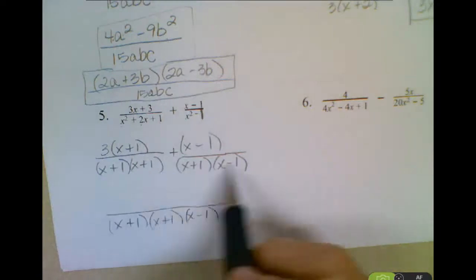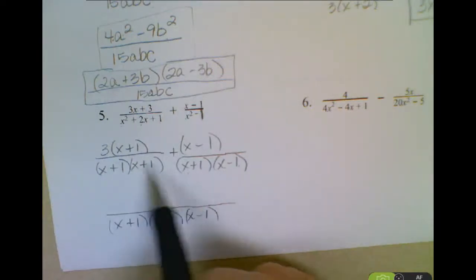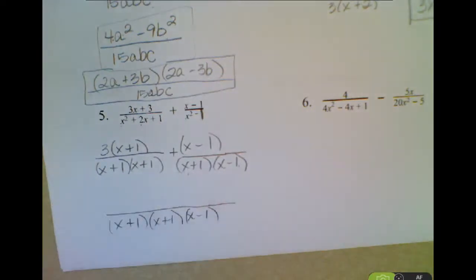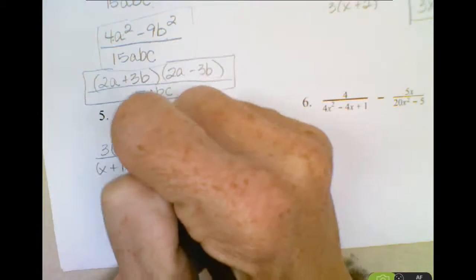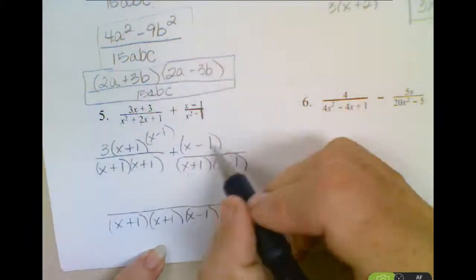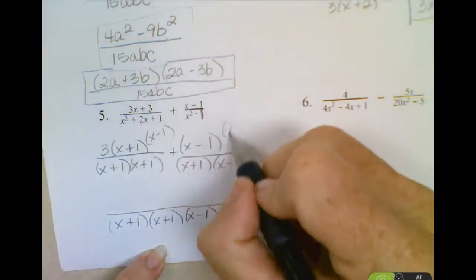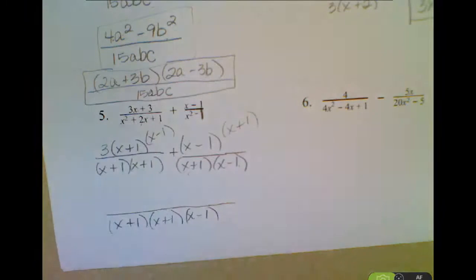We could have all 4 of these. But this one is already showing up in both, so we don't need to multiply it by it again. We could. It would end up factoring itself out later on in the process. So this side is now missing x minus 1, and this side is missing one of our x plus 1s. Now you're just going to multiply all of this together.